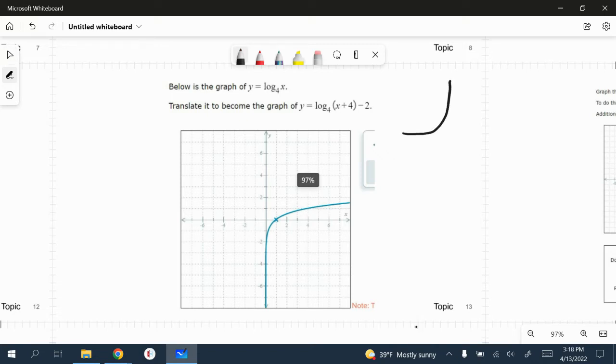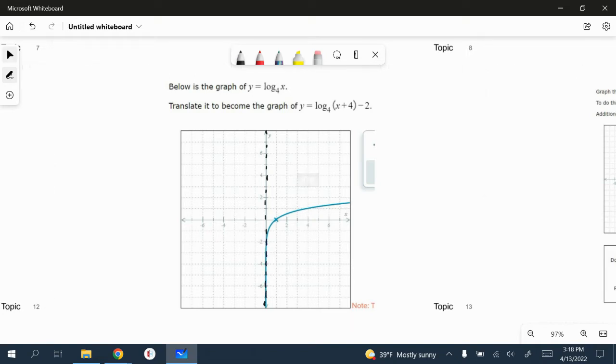Exponential graphs have asymptotes that run horizontal. So when we graphed those in a previous topic, we had a horizontal line going across. Now that we're doing logarithms, they have vertical asymptotes. So for example, this one, its asymptote is on the line x equals 0.